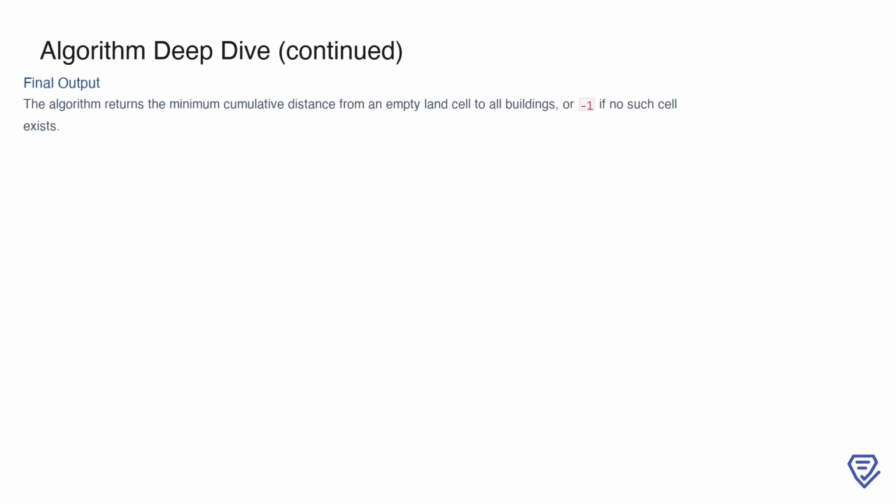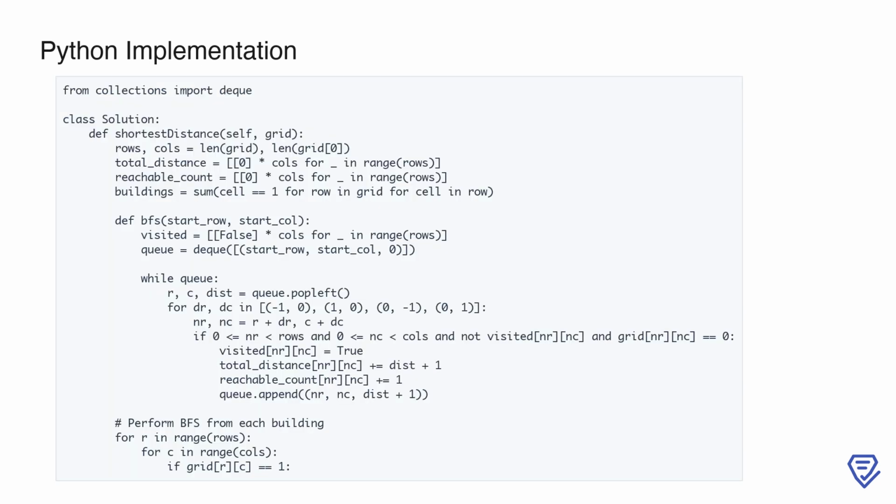Finally, the algorithm returns the minimum cumulative distance from an empty land cell to all buildings. If no such cell exists, meaning there is no empty land that is reachable from every building, the algorithm returns -1. This ensures that the output is either the optimal solution or a clear indication that no solution is possible given the grid's configuration.